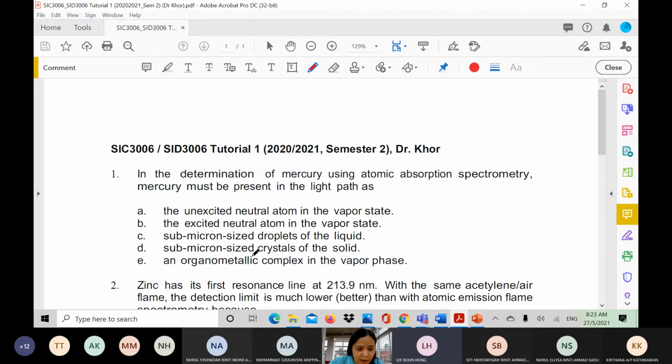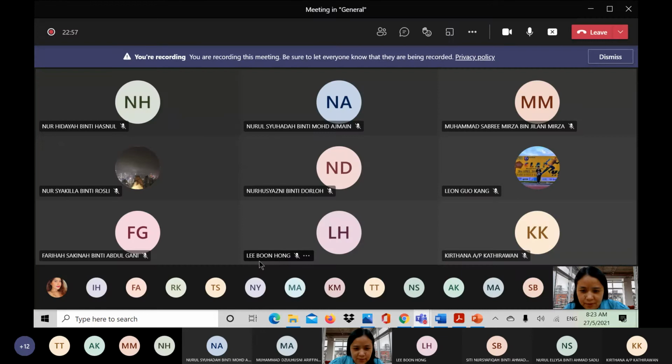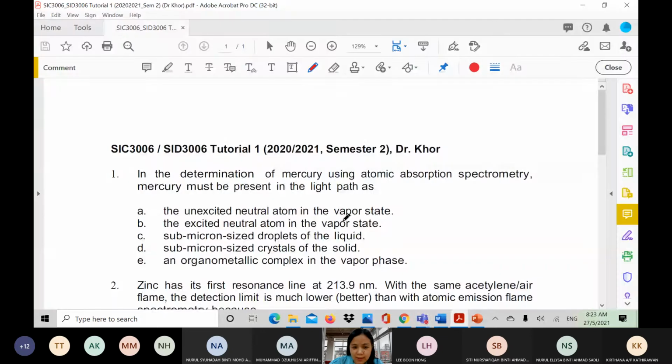Good answer. On top of what has been mentioned by Mr. Lee Boon Hong, I would like to add on, because this is a complex, right? What we want to detect in AAS is the atomized atom. If it is a complex, then we cannot detect it. So automatically E is not the correct answer. C and D are also not correct, because these are micro-sized droplets of the liquid, not even after atomization. This is a crystal, a solid, so totally out.